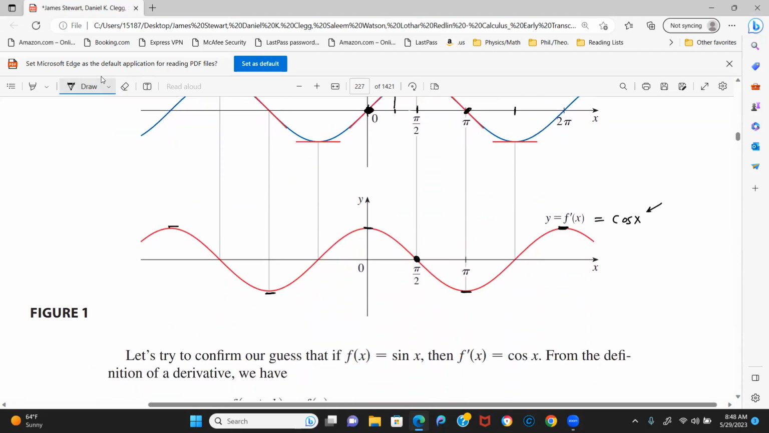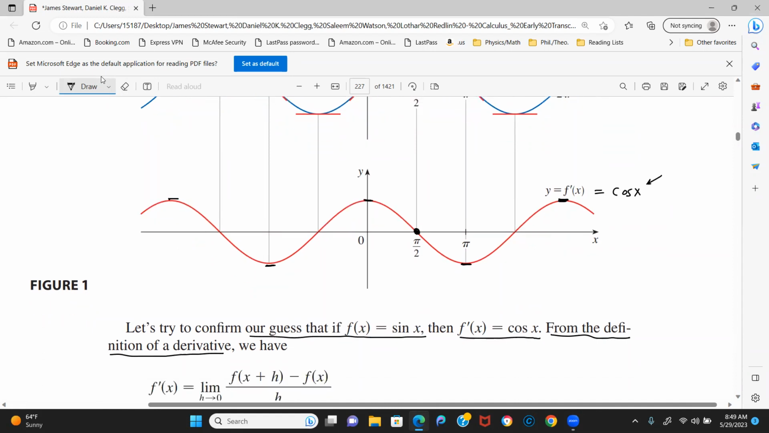So let's actually go through the calculation. Let's compute from the definition of derivative. So our guess is that if this is our function, then the derivative should be cosine x. So let's try to verify that.